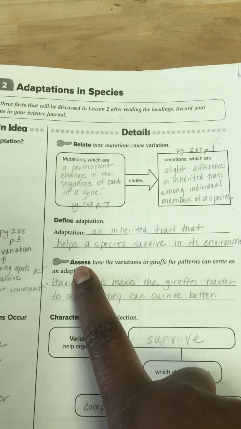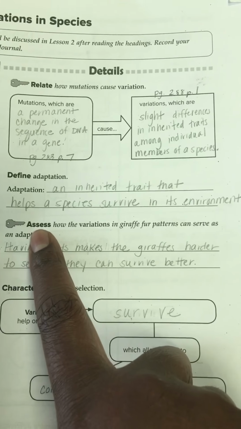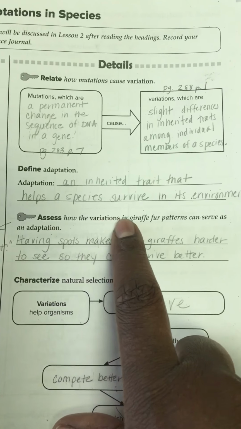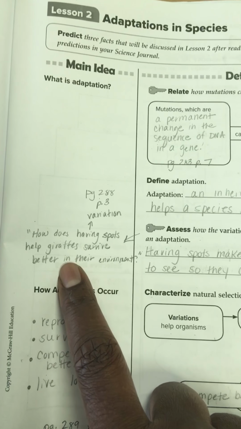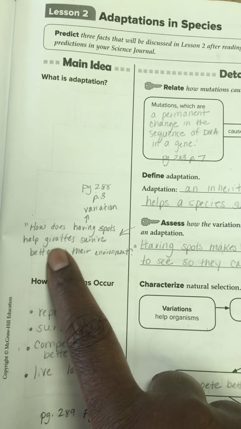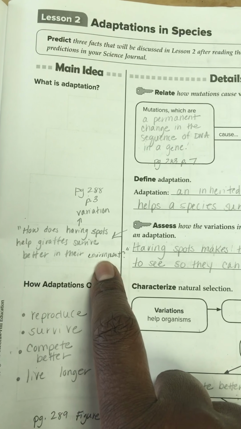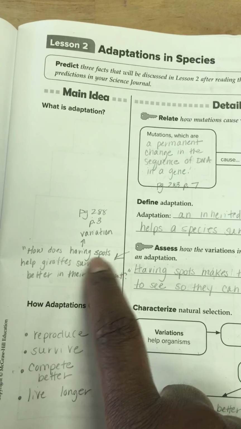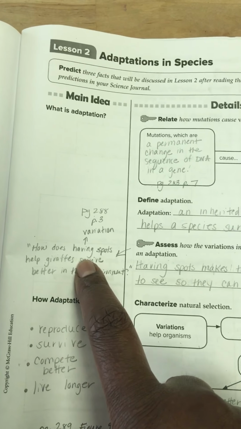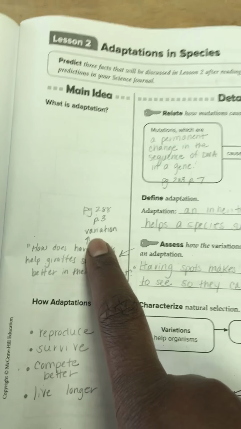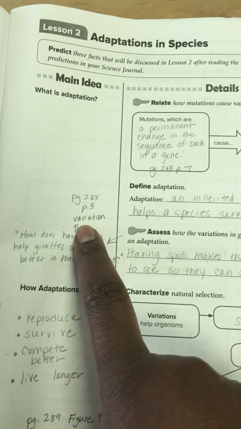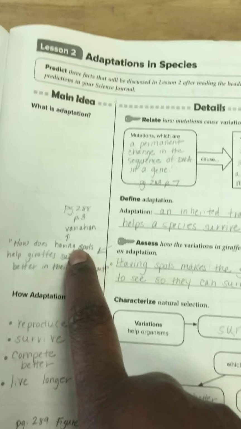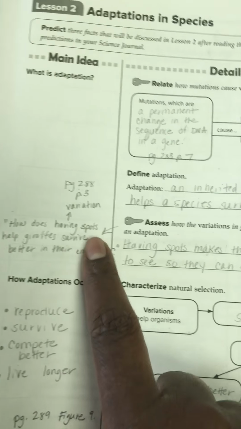The assess question actually wasn't in the book. You had to think about this. Assess how the variations in giraffe fur patterns can serve as adaptations. So here's a different way of asking that question. How does having spots help giraffes survive better in their environment? Having a pattern of spots is a variation because all of the giraffes don't have the same spots in the same places. They all have spots, but the way the spots are in their fur is a little bit different.